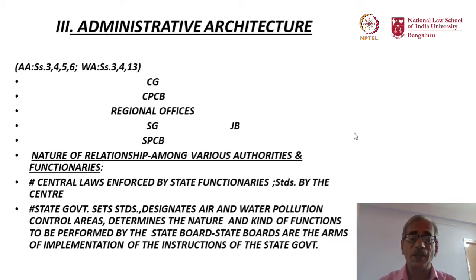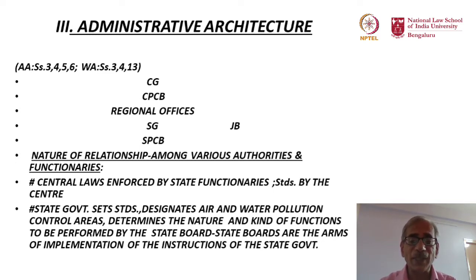In such a situation, there is a provision made under these two laws to have what is called a joint board. A joint board has the same status as the State Pollution Control Board, with representatives from two or more states which have come together to constitute this joint board. Its status, its role, its responsibility, and its functions are the same as the State Pollution Control Board. So that is the administrative architecture that we have for pollution administration.